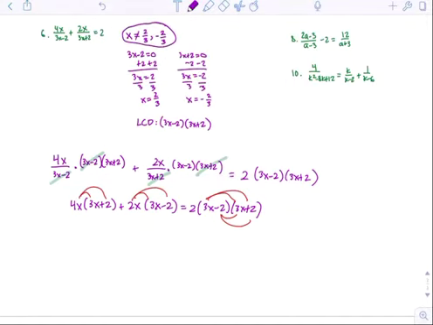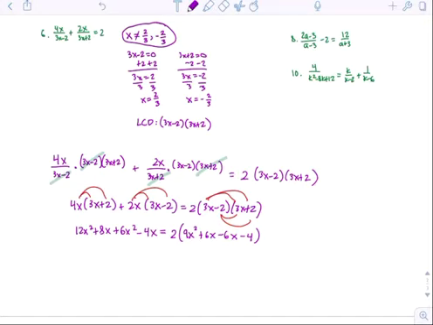4x times 3x is going to give us 12x squared plus 8x. 2x times 3x is plus 6x squared. 2x times negative 2 is negative 4x, equal to 2 times 9x squared minus 4. If you want to see that more clearly, 9x squared, 3x times 2x is plus 6x, negative 2 times 3x is negative 6x, minus 4. And these cancel for a big fat 0.